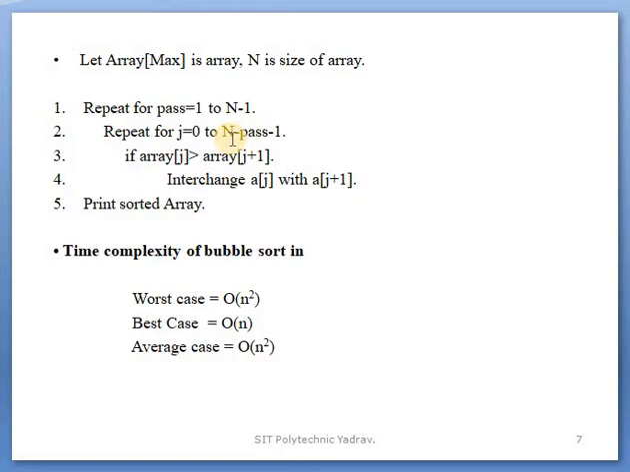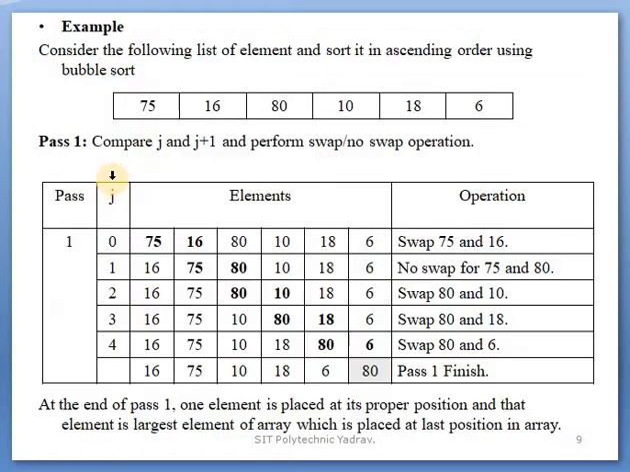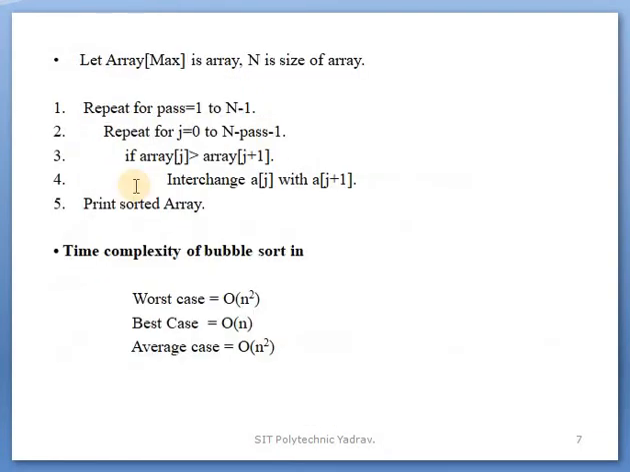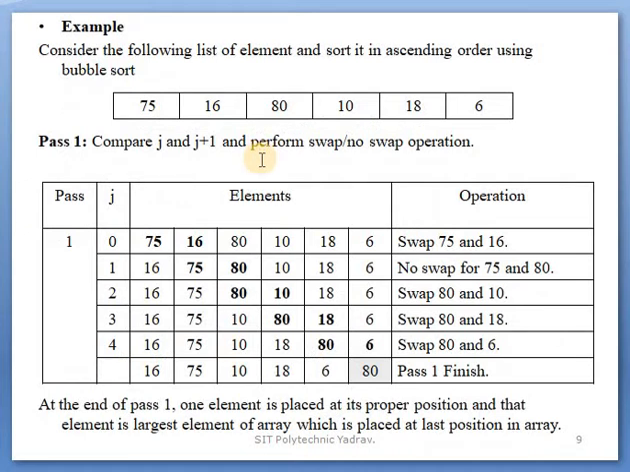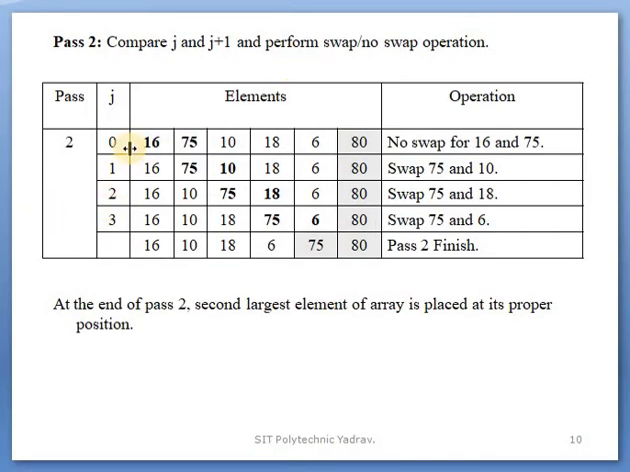Sorry, in that, n is 6 and the pass is number 2. Okay, that means 6 minus 2 is 4, 4 minus 1 is 3, so repeat the process for j from 0 to 3: 0, 1, 2, 3. Clear that? After the third pass, n minus 3 is 6 minus 3, which is 3, and 3 minus 1 is 2. So in the third pass, j is 0, 1, 2. Clear that? That's the syntax. Okay.